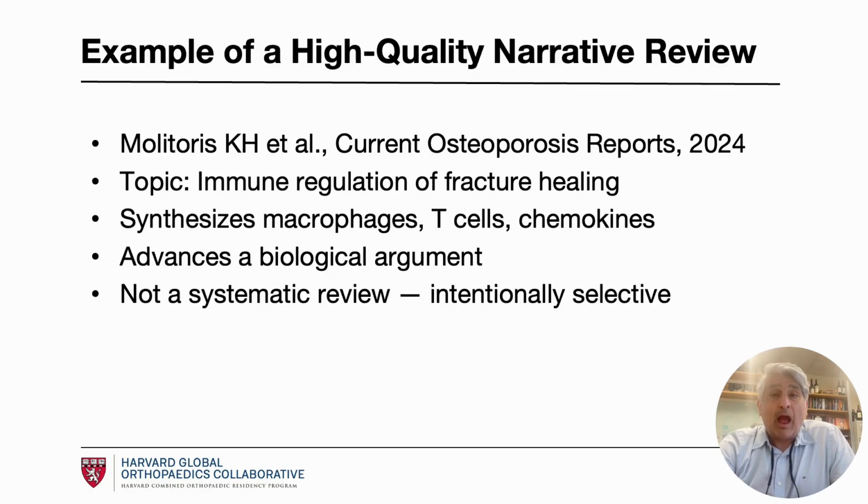Here is an example of a high-quality narrative review. This is a textbook narrative review. The authors are not trying to include every paper ever written. They are trying to explain how immune cells instruct bone healing and why that matters clinically. Notice the structure: concept, mechanism, implication. That's what makes this publishable and a good review article.